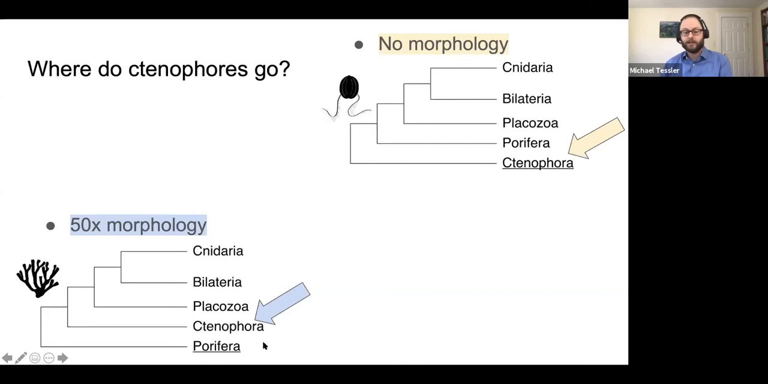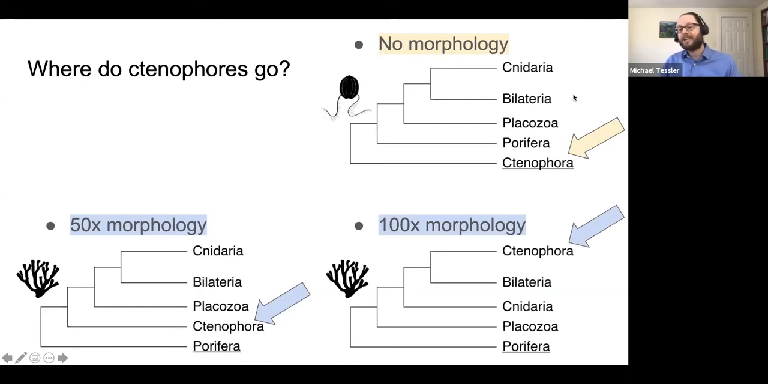When we add 50x morphology, we also have a fairly modest shift, basically a flip between Porifera and ctenophores, to Porifera being the sister to other Metazoa. When we do 100x, which in my opinion is a little bit heavy-handed, it's very subjective, but it's still worth exploring, we find a very different answer. Ctenophores wind up being sister to Bilateria, which is not a hypothesis I'm trying to support or endorse in any specific way. More the point is, this is very unstable where ctenophores go. They can be flipped around and moved to multiple parts of the tree without a huge amount of difficulty to make that happen.